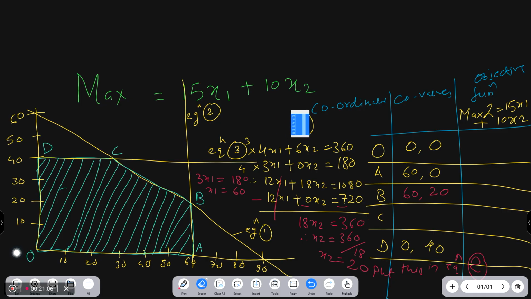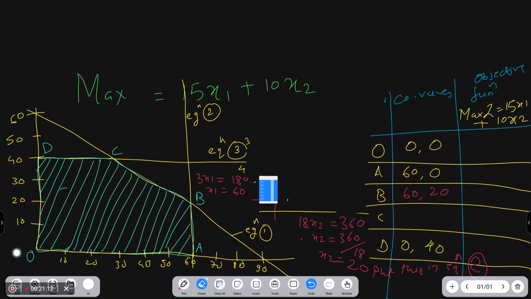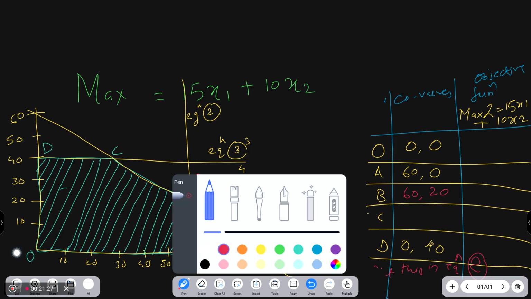Now, what is the next one? Next one is the C point. How can we calculate the C point? C is the intersection of equation number 1 and 3. So tell me, what is equation number 3?